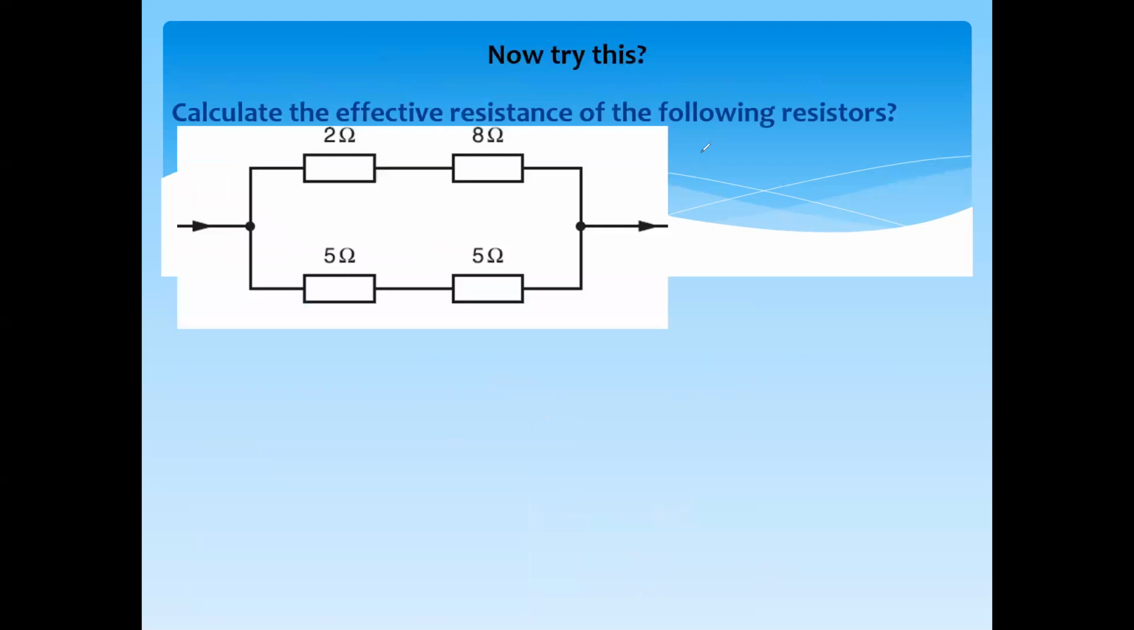So if you want to find the effective resistance of this combination, 2 ohm and 8 ohm are connected in series, so that is 10 ohm. And 5 ohm and 5 ohm are connected in series, that is also 10 ohm. Now they are in parallel, so we'll find it by product divided by sum. So 10 into 10 divided by 10 plus 10, which is 100 divided by 20, that is equal to 5 ohms.